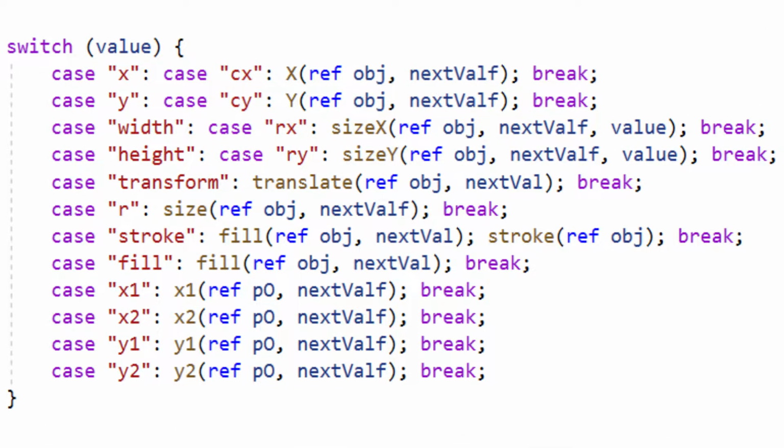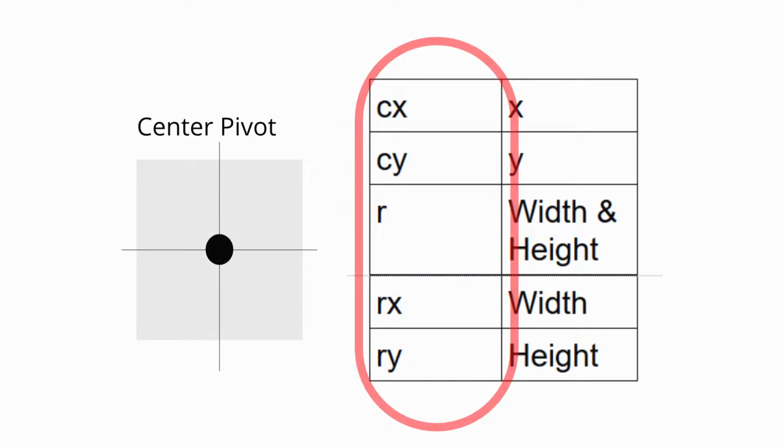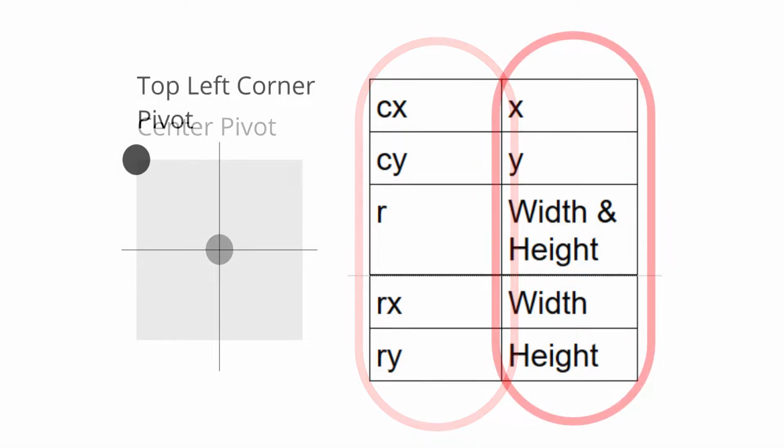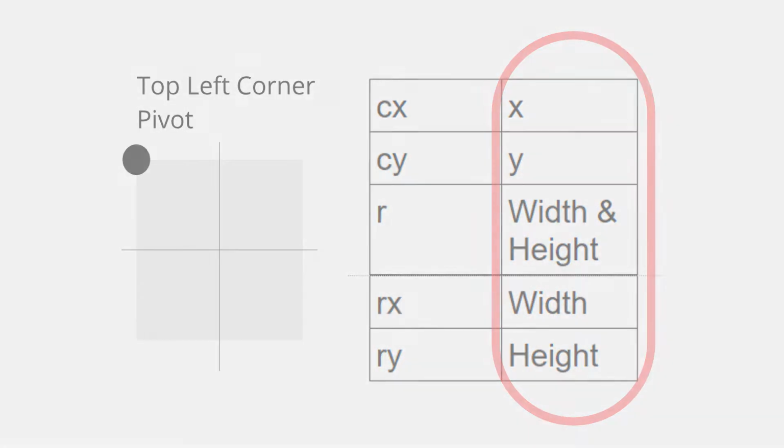Plus, if I wanted to, I could put them all in the same line to make them more readable like this. Also, I noticed that the SVG has different attributes depending on where the pivot is. If the pivot is on the center, it tends to use these attributes. However, if the pivot is on the top left corner, it tends to use these attributes instead. I could use this information to determine the offset or the pivot of the game object.